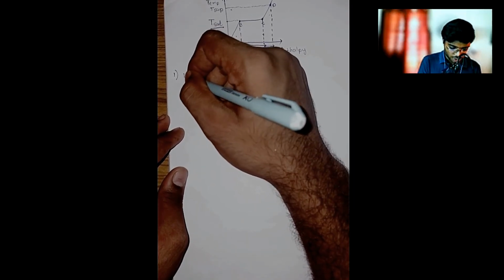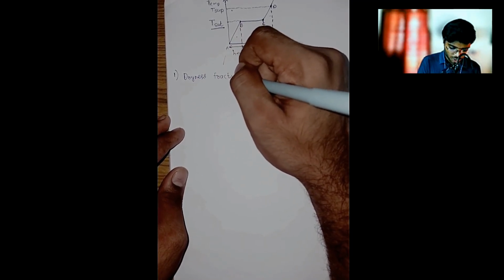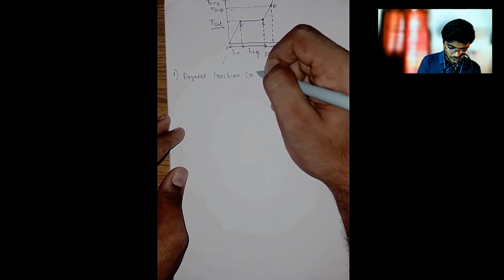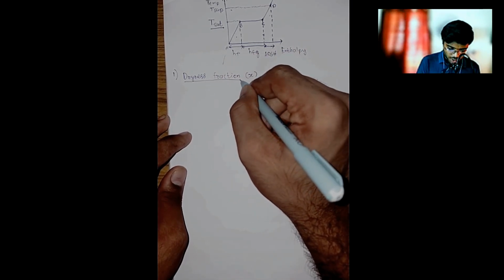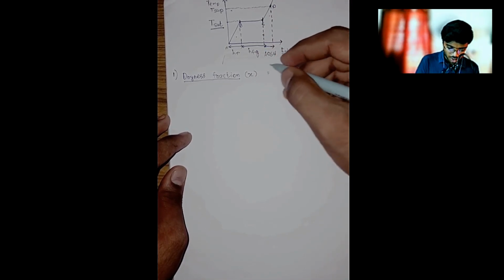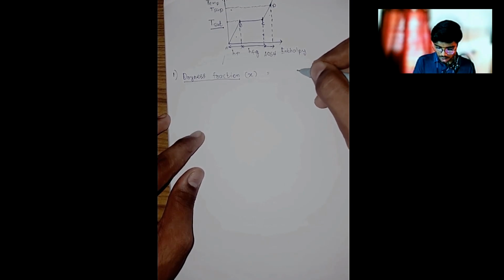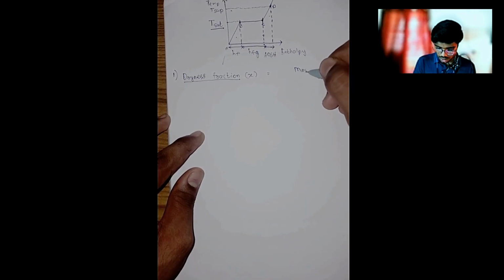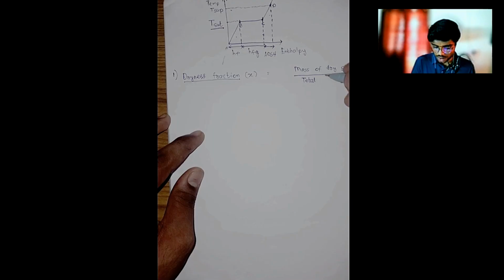Formula used. The first one is dryness fraction. The symbol used is X. This dryness fraction has importance only between point B and point C, because this tells us how much dry steam is present in the overall steam. So the formula is mass of dry steam divided by the total mass of the mixture, that is water and steam together.